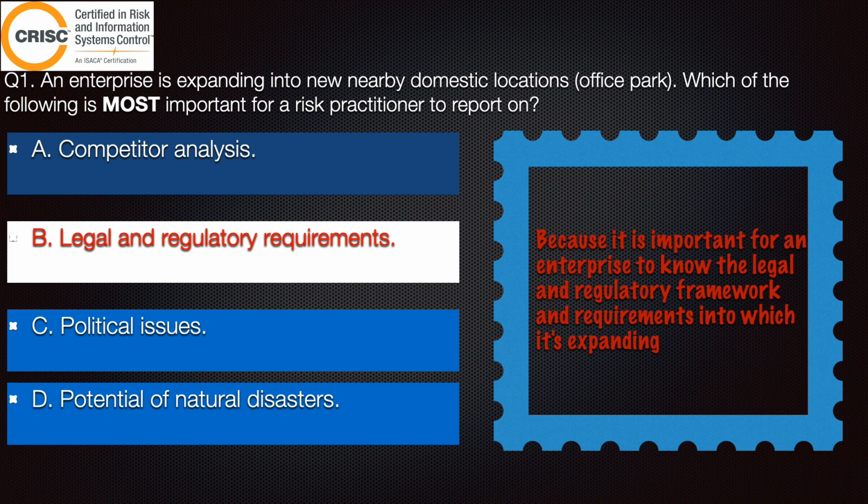Coming to option C, political issue, and option D, potential of natural disaster. Friends, these are all domestic issues, and political issues and natural disaster should not be an issue or an unknown parameter. That's why these options are incorrect. Moving on to the next question.